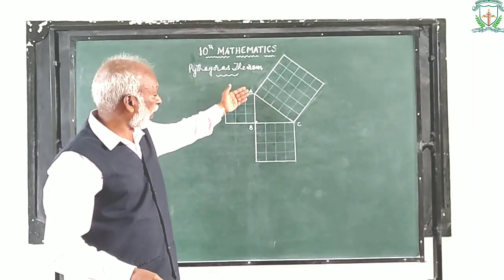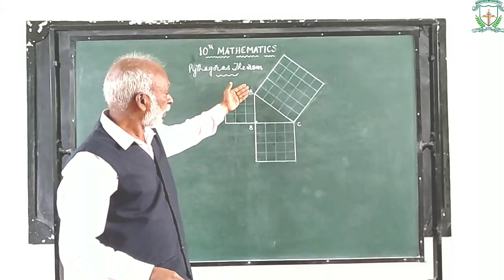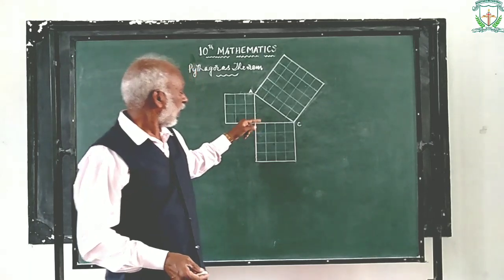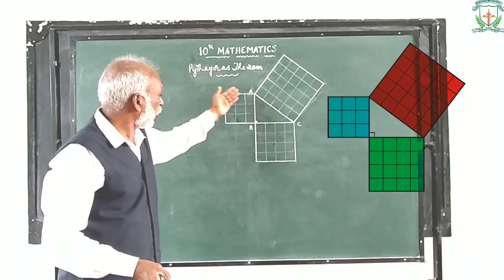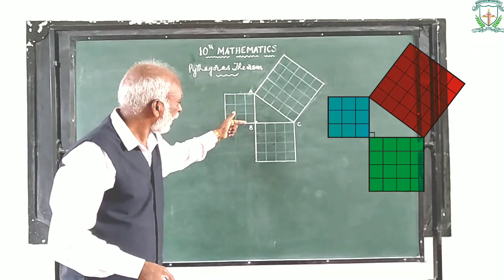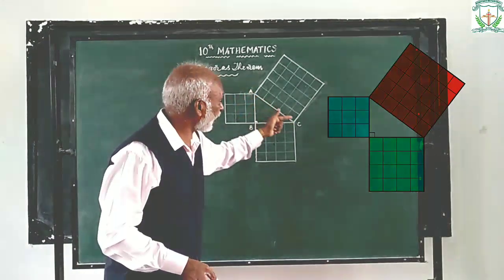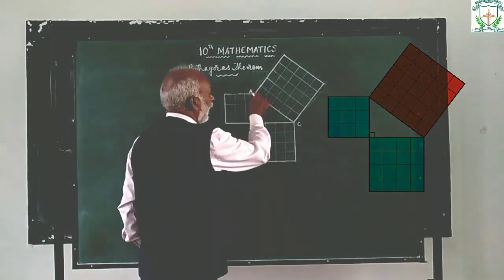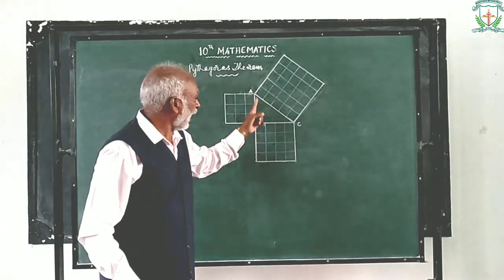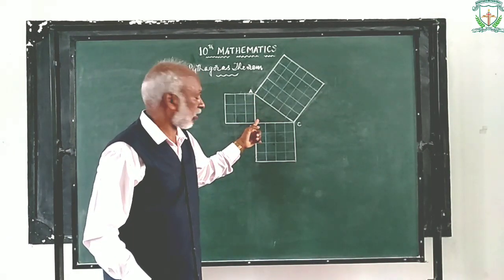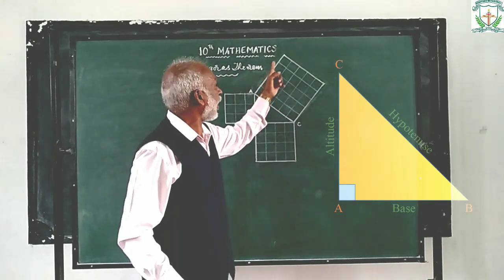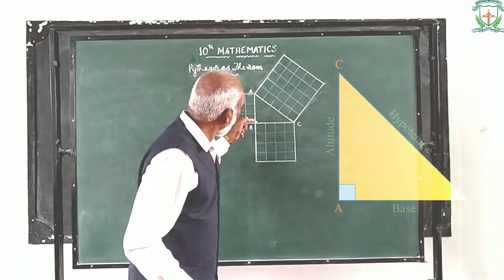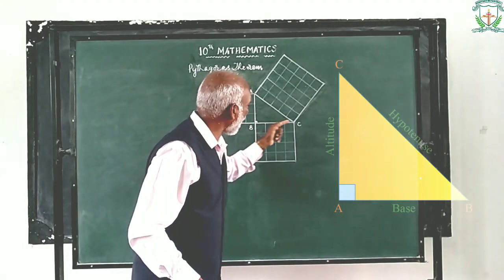So here on the board we have a right angled triangle ABC, right angled at the vertex B. I have drawn squares on the sides AB, BC and AC. And you know, the side opposite to the right angled vertex in a right angled triangle is called the hypotenuse. So AC is the hypotenuse. These are the other two sides of the right angled triangle ABC.